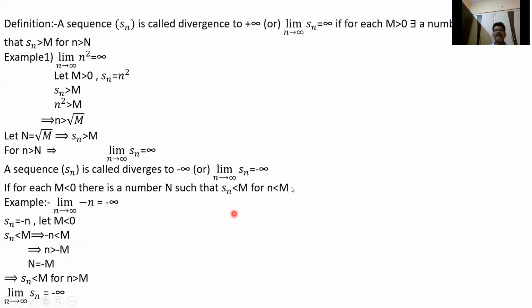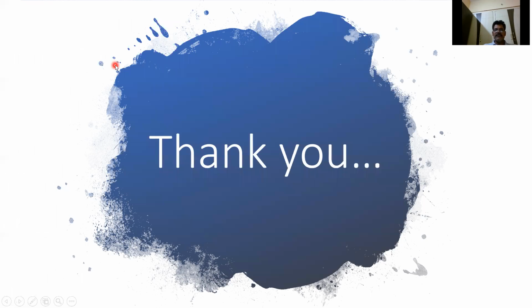Similarly, in the definition, for n greater than N, we write limit Sn equal to minus infinity. So finally, these are the two definitions. The sequence Sn diverges to minus infinity, that is the limit of Sn equals minus infinity, means for each M less than 0, there is a number N such that Sn is less than M for n greater than N. Similarly, limit Sn equal to infinity means for each M greater than 0, there exists a number capital N such that Sn is greater than M for n greater than N. This is today's class.